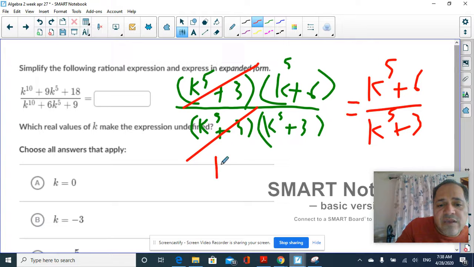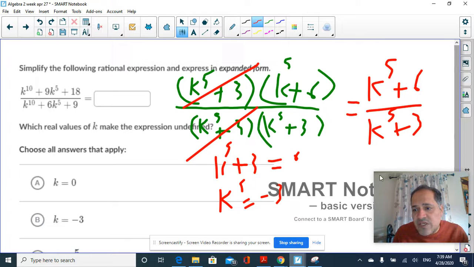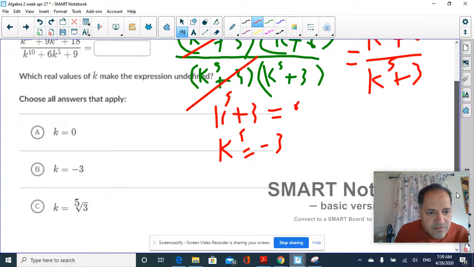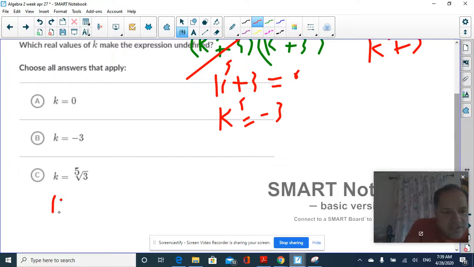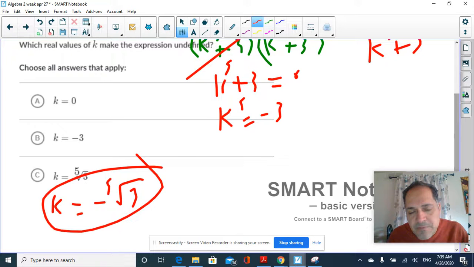So k plus 3 equals 0. Sorry, k to the power 5 plus 3 equals 0, so k to the power 5 equals negative 3. So you have the fifth root of negative 3. The fifth root of negative 3 is negative. You should have here k equals negative fifth root of 3. Okay?